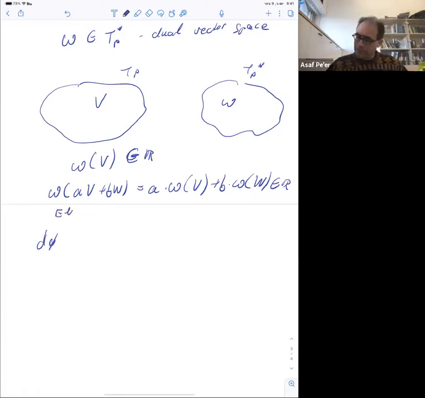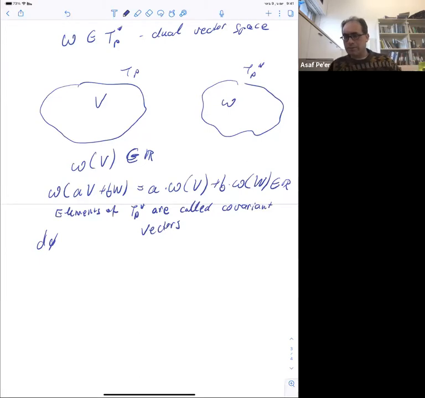So elements of T_p star are called covariant vectors. Covariant because they change as the coordinates do; contravariant because it's opposite to the coordinates. Another name is one-forms. That's part of a more general theory called p-forms, which is actually quite fun. Maybe towards the end I'll say more if you're interested in going deeper into the math.